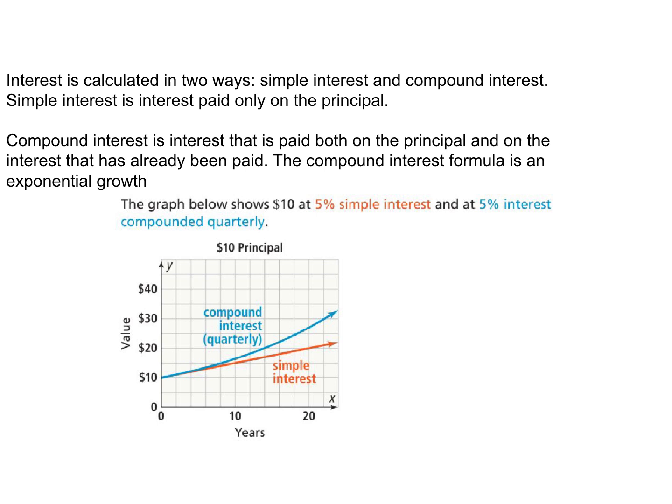Interest is calculated in 2 ways, simple or compound. Simple interest is interest paid only on the principal. Compound interest is interest that is paid both on the principal and the interest that's already been paid. So you're doing it to 2 things as opposed to just the principal. Principal is the amount of money you have in your account, or that you start with. The compound interest formula is an exponential growth.